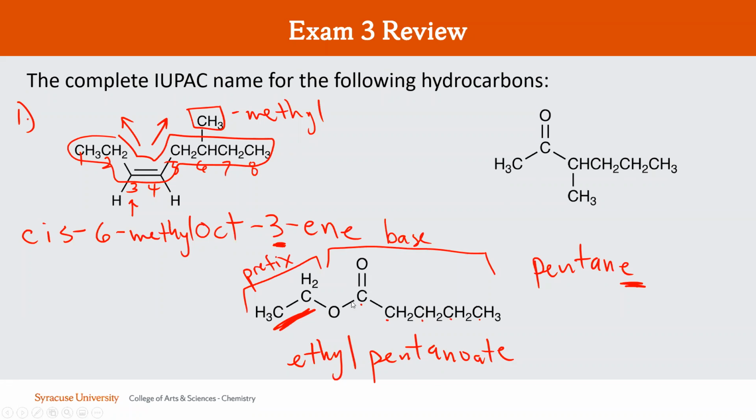The carboxylic acid side of it's right here. So 5 carbons is pentane. We drop the E, we add OATE. So pentanoate lets us know we have a 5 carbon on this half. And ethyl, we have 2 carbons on that half of the molecule. We don't have to number because the numbering is in the name. Ethyl tells us 2 carbons, and pentanoate tells us 5 carbons on that carboxylic acid half of that ester.